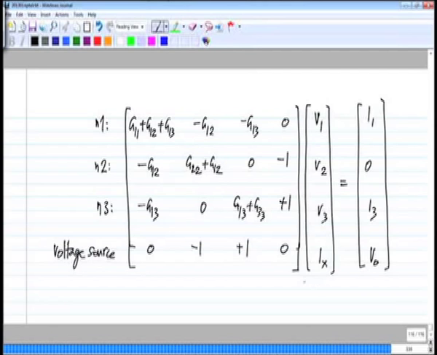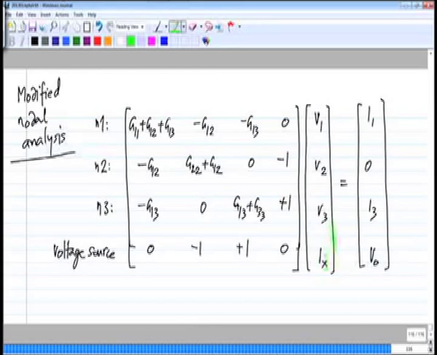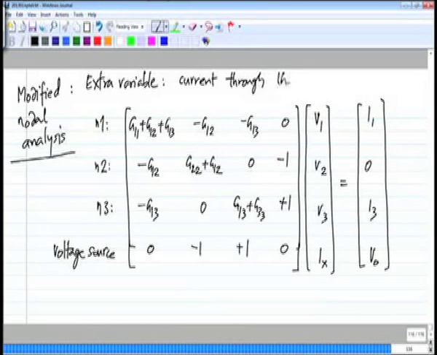So this is the nodal analysis expressed in matrix form, modified to include an auxiliary variable, and that auxiliary variable is the current through an independent voltage source. This scheme is known as modified nodal analysis. Whenever you have independent voltage sources, you need to have the current through the voltage source as extra variables, and then you will be able to again set up the equations systematically and solve for them. Any questions about this? The modification includes basically an extra variable, which is the current through the voltage source.